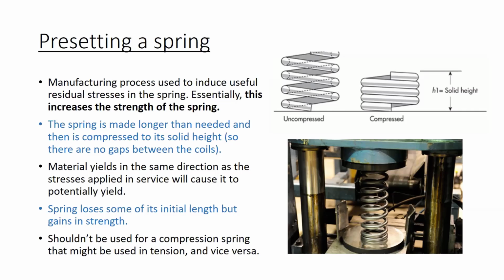This should not be used for a compression spring that might be used in tension and vice versa. This is because the residual stresses induced by presetting are arranged to be useful in one direction only.